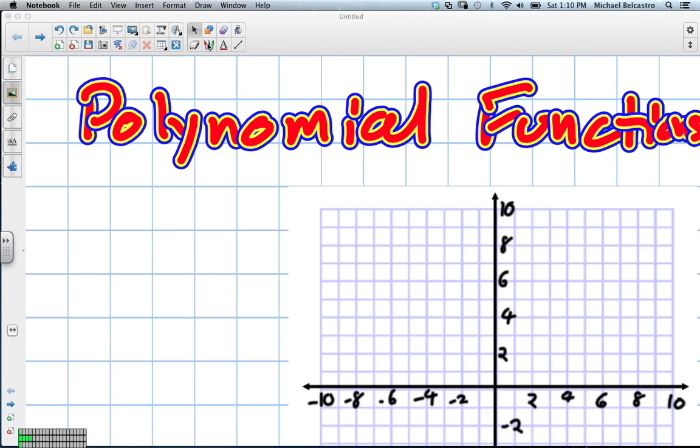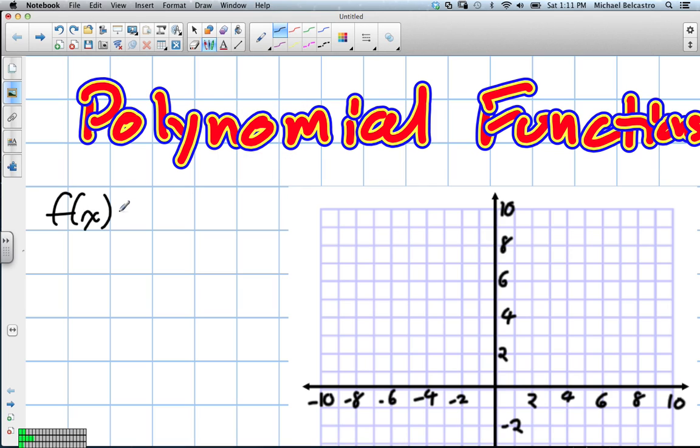Okay, so we're going to go over polynomial functions. What we're going to do is we're just going to go over the examples they have in your book. It looks like they got about 5 different ones that they have written down here. Okay, so one of the first functions that you should be familiar with is just a linear function.